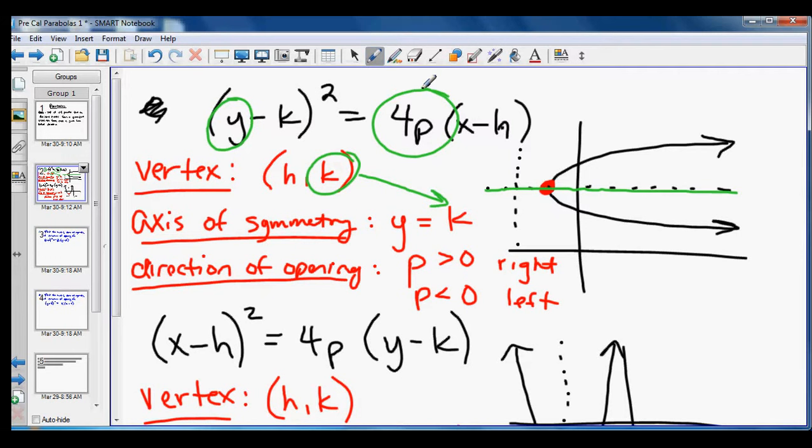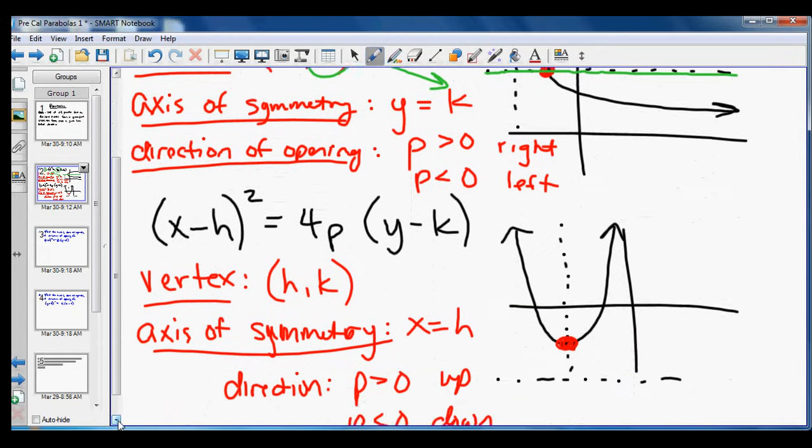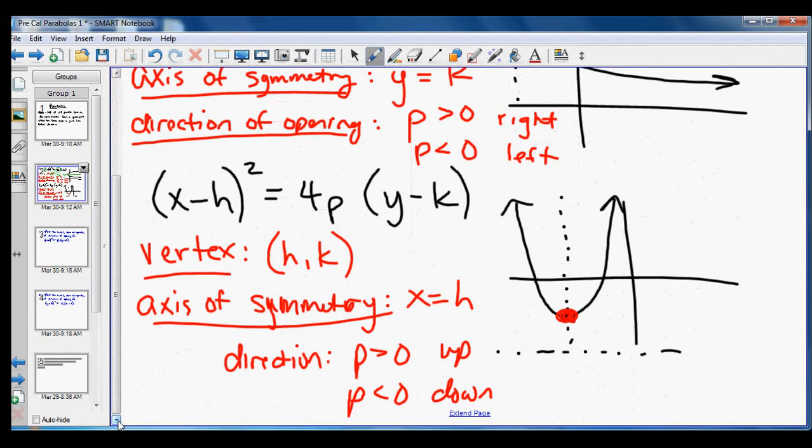Similar things will work out down here. This is when we are having what I'd call more of a vertical parabola, open up or open down. This is what we have when x is being squared. So when x is being squared, our vertex is still (h, k). It's still what's being subtracted from x and what's being subtracted from y. And our axis of symmetry is x equals h. So again, if you look at the part that is squared, you can almost just draw a line right here.